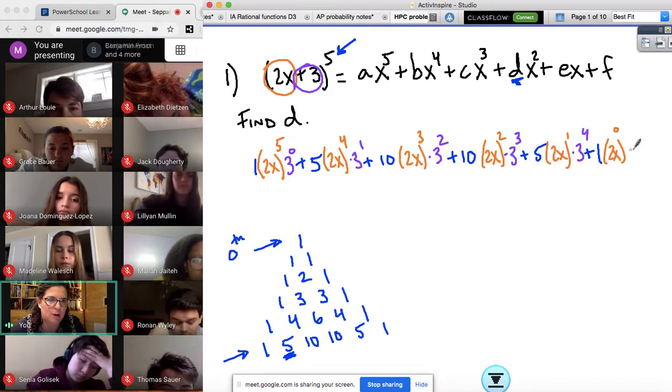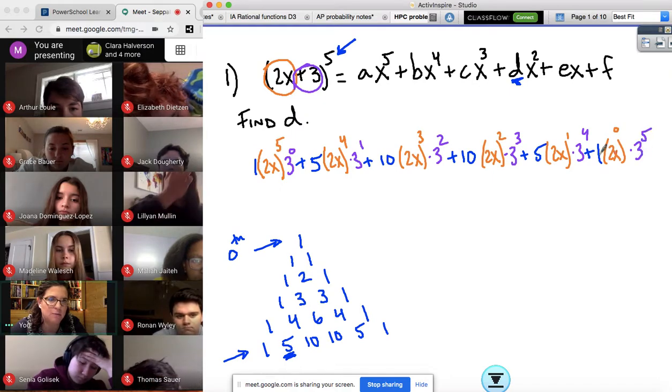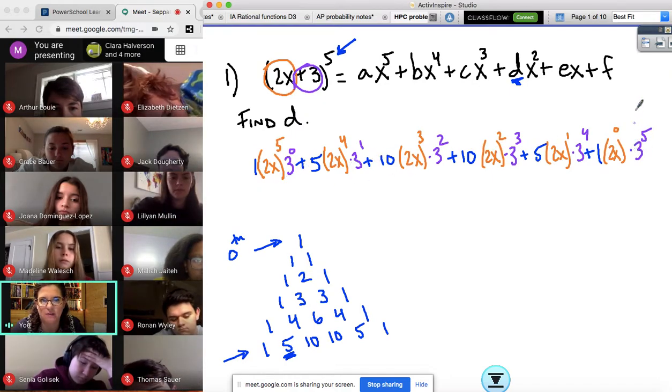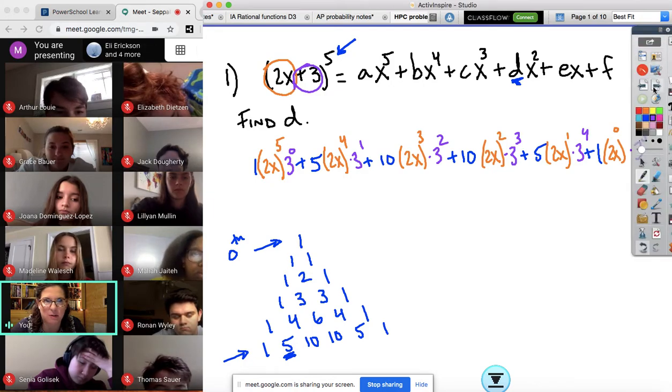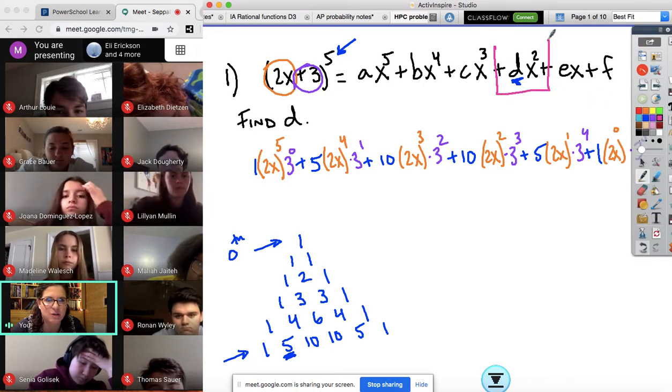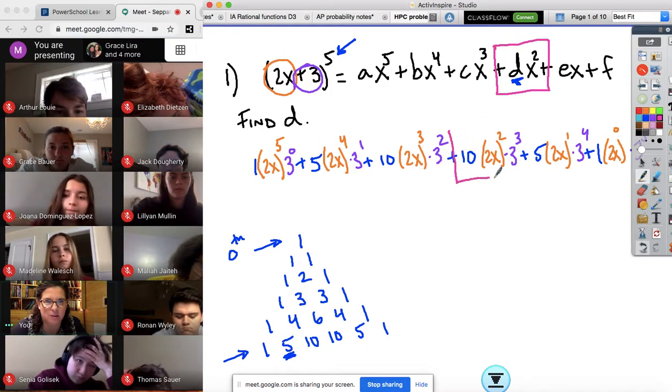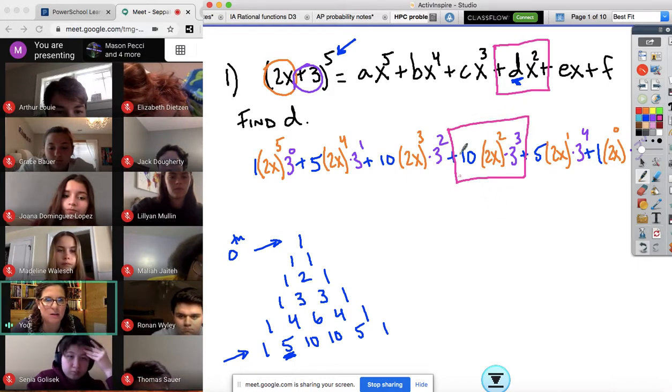At this point, I don't really need to simplify all of these terms because that's not what the question's asking for. I really only need to focus on the term that involves x squared. That's this term right here, the only one I care about. So I'm going to simplify that.